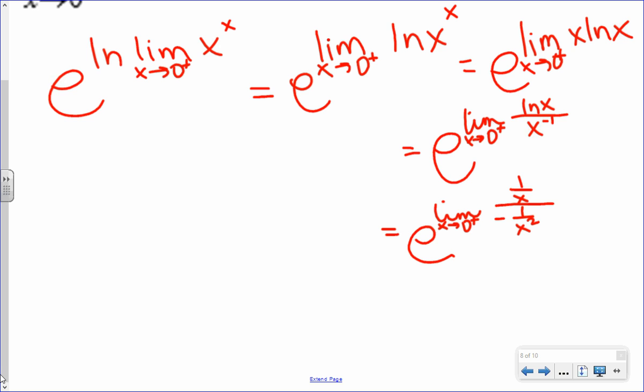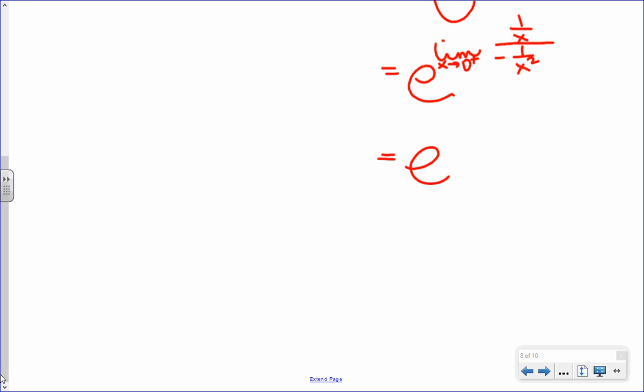How important is it to reduce after you take the derivative? Pretty important, otherwise you're going to get stuck in a terrible cycle. 1 over x divided by 1 over x squared. It's negative. That's 0. Negative 0. Our limit is 1.